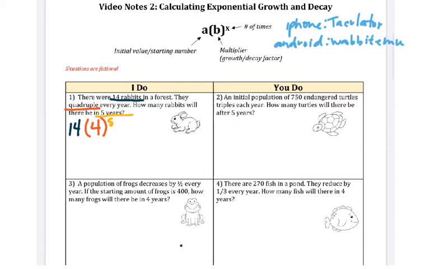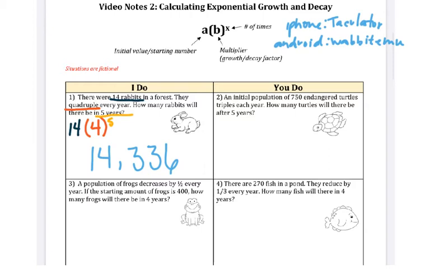So how many rabbits will there be in 5 years? We raise it to the 5th power. So we start with 14, and then parentheses 4, raised to the 5th power, is the number 14,336. That is a lot of rabbits. We had a starting number, a multiplier, and a number of years. Go ahead and try number 2.